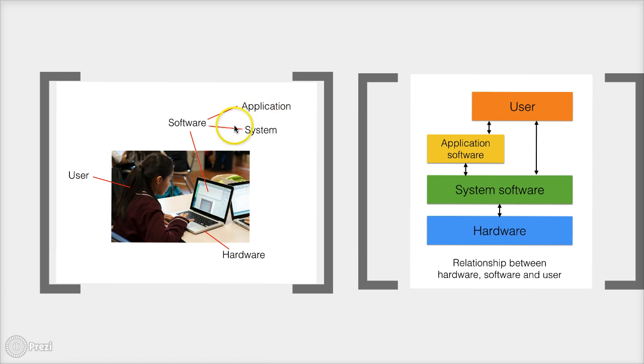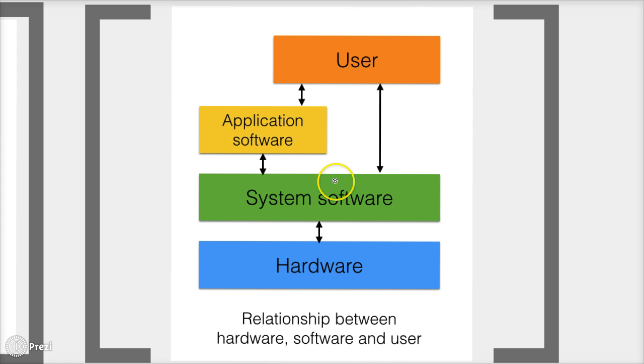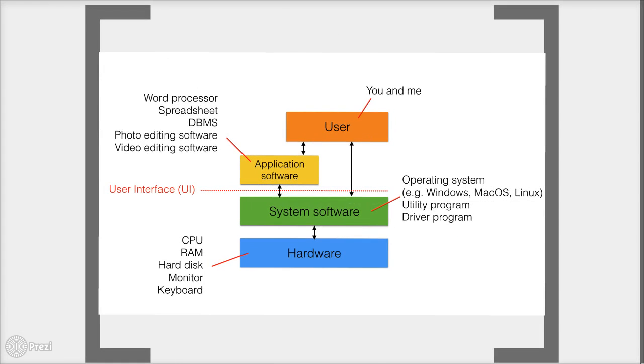So next, we have to compare this diagram with the model on the right-hand side. The model on the right side shows the relationship between the hardware, the software, and the user. The user is at the top, and in between the hardware and the user will be the application software and the system software. And these arrows represent the transfer or the exchange of information or data between these items. So let's look at this full picture. You and me as a user, we are using the hardware through the application software and the system software.